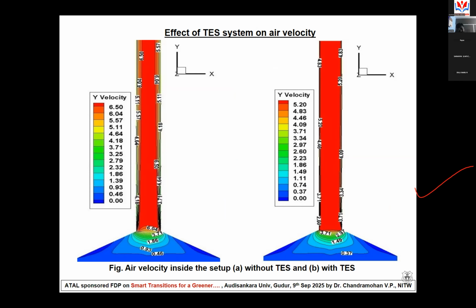But at the same time, if you provide the TES system, the system can be run even after sunshine hours. Even after 5 o'clock, you can run the system, even at night, 12 o'clock or beyond. Without the TES system, we cannot run the system. That is the only disadvantage of the first system. The advantage of the second system is that it can be run round the clock.